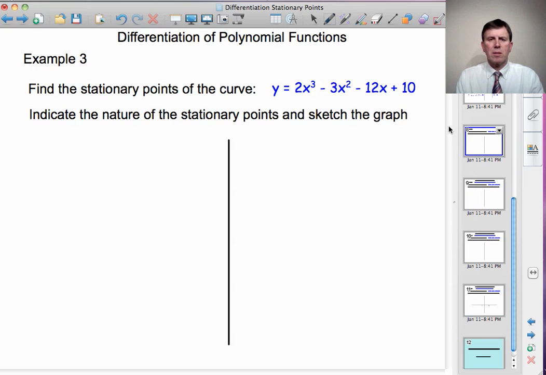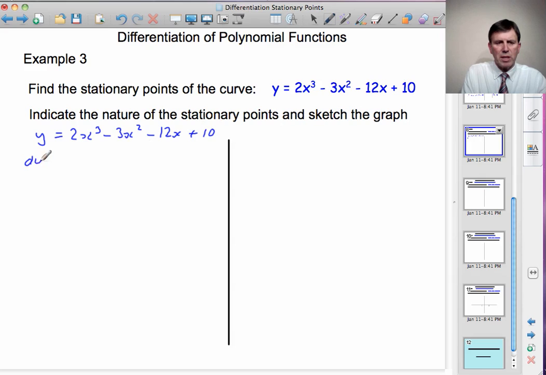We'll now complete the lesson with example 3, which is typical of an exam style question. Find the stationary points of the curve y equals 2x cubed minus 3x squared minus 12x plus 10. Indicate the nature of the stationary points and sketch the graph. So we begin with the function. Y is equal to 2x cubed minus 3x squared minus 12x plus 10.